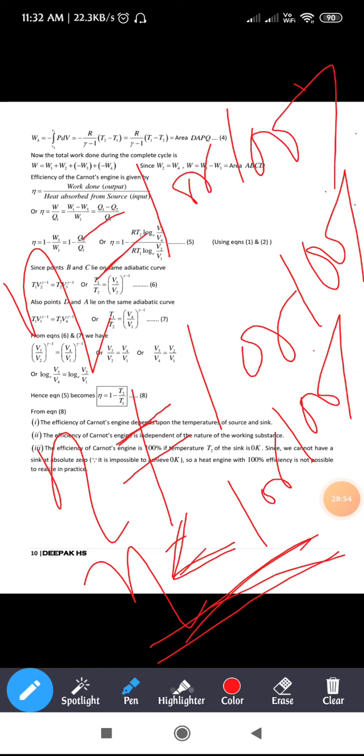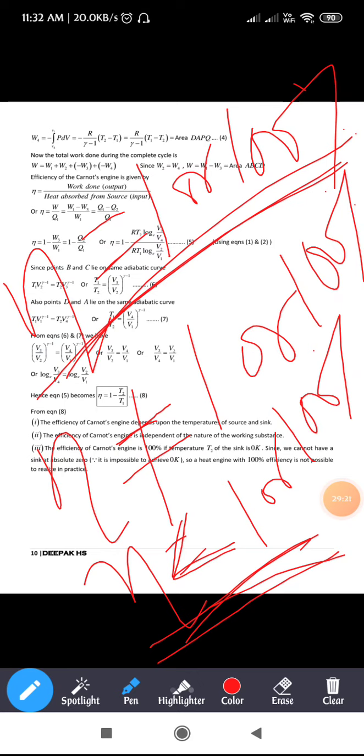The efficiency of a heat engine being equal to 1 or 100% is the case of an ideal Carnot cycle. In an ideal Carnot heat engine, the efficiency is equal to 1 or 100%, so that no heat will be rejected to the sink. The amount of heat rejected to the sink will be equal to 0. But in actual practice, only some part of the heat will be converted into mechanical work by rejecting some part of the heat to the sink. So the temperature of the sink cannot be equal to 0 Kelvin. So this is regarding the working of a Carnot engine.